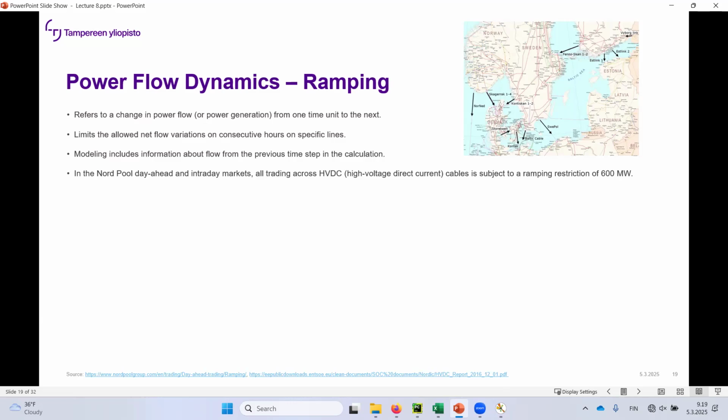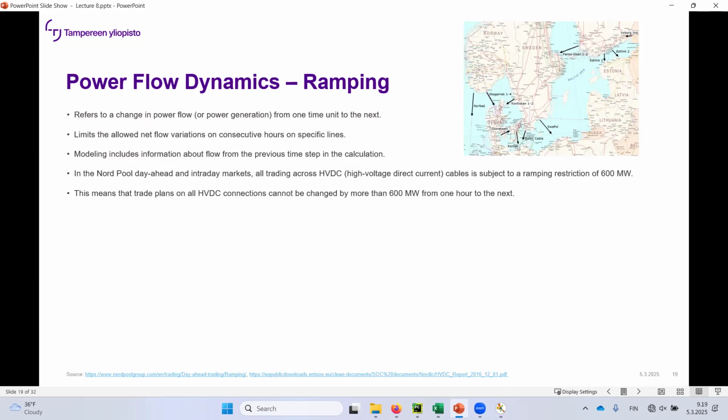High voltage direct current cables are subjected to a ramping restriction of 600 megawatts. And so you cannot change. I'm not actually sure how this is at the moment, since there is this 15-minute interval that's being introduced in our electricity network. So this might actually be outdated information.